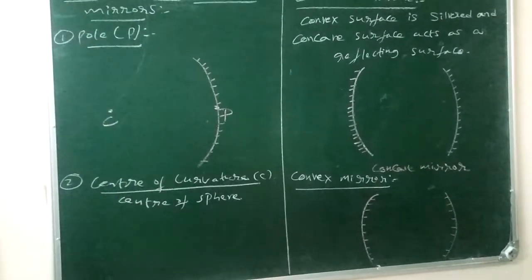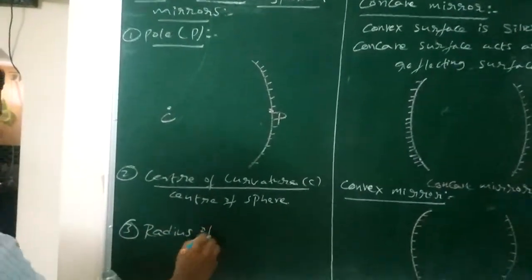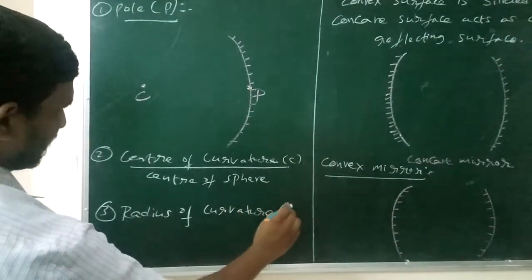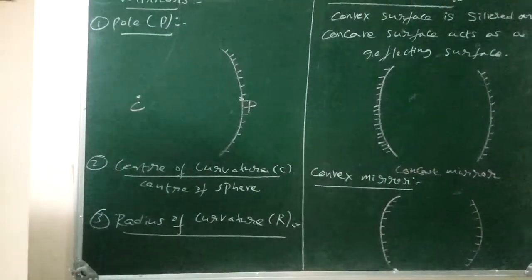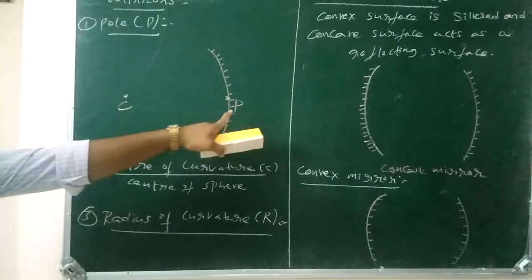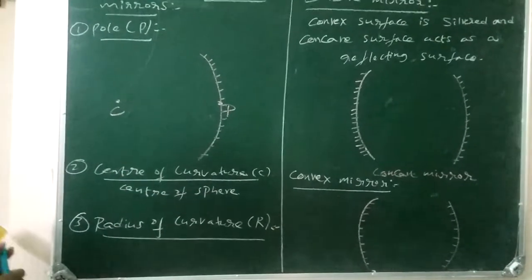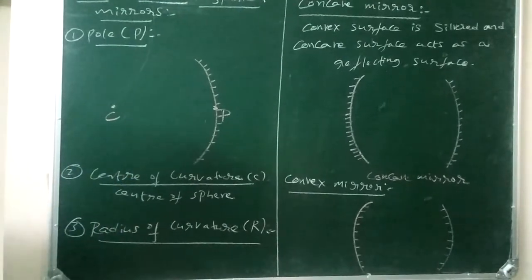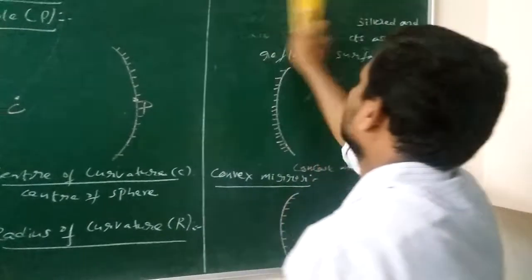And the third definition is radius of curvature. It is denoted with the capital letter R. The radius of the sphere of which the mirror is a part is called the radius of curvature. Another definition: the distance between the pole of the mirror and the center of curvature is also called the radius of curvature.